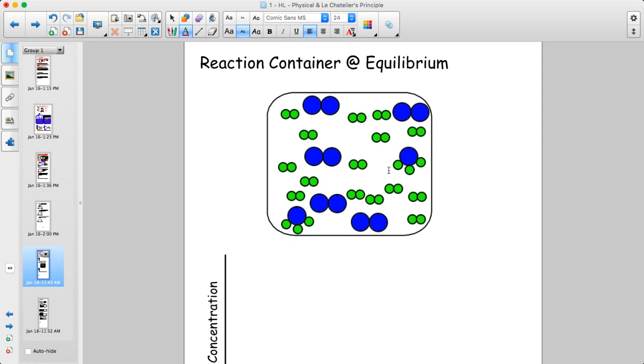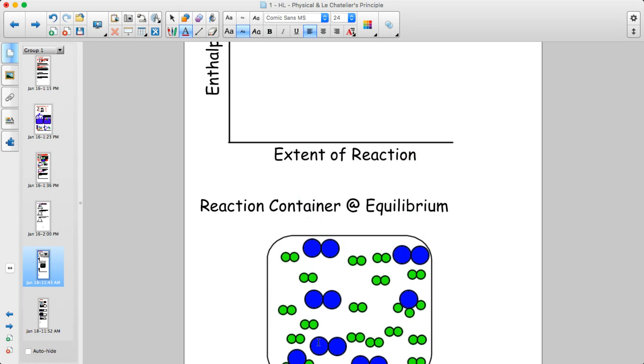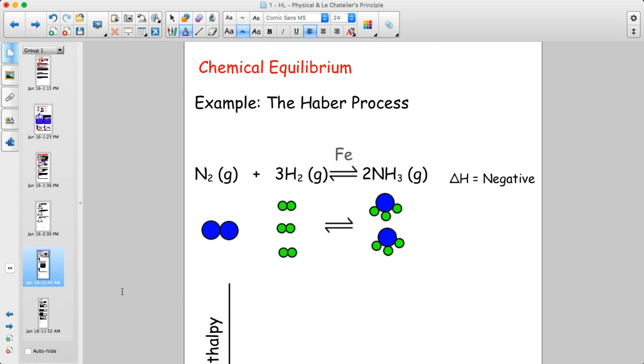And so the reaction container ends up looking like something like this, where you've got lots of hydrogens and lots of nitrogens and some ammonias in there as well. But all of those things would exist in the container together. And so I think we'll leave it at that. We'll talk about stresses and shifts with chemical equilibriums when we have class.